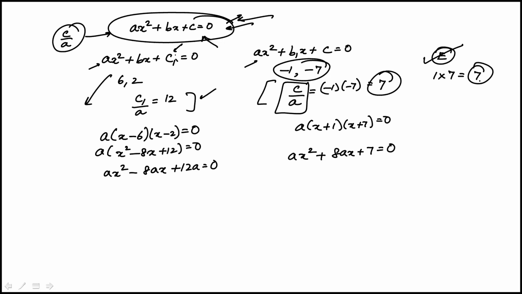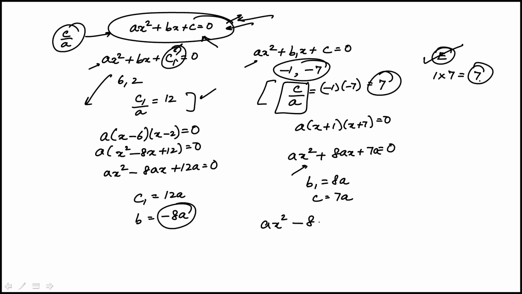So it's really about finding the relationship between C1 and A, the incorrect one, which is 12a. And then you'll see B is -8a. And here you will have B1 is 8a. And then actually there's an A here. C is 7a. So I need to go back to that one, ax squared. B, you'll notice, is -8a, so I'm going to replace that. And then C is 7a.